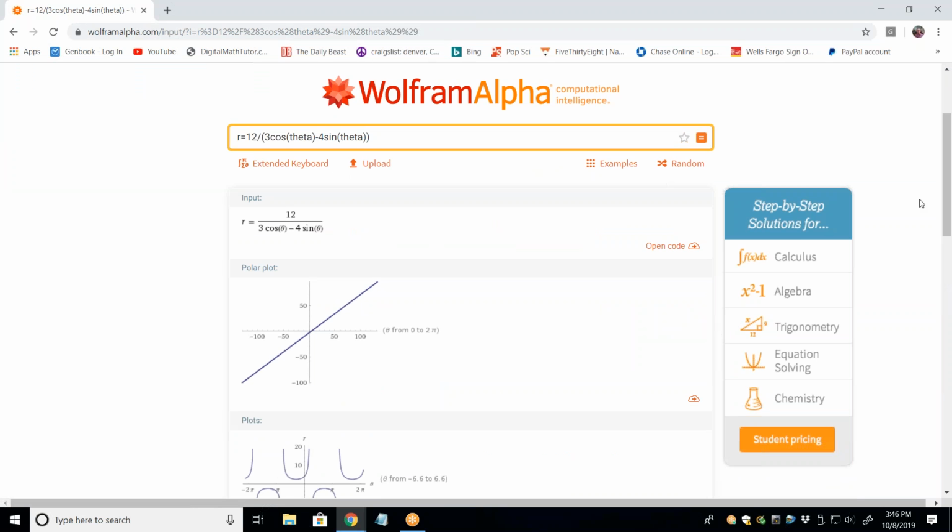Notice what that is. Almost there. Yeah, the very first thing it gave me was the polar plot, which is a straight line. Okay. Which is correct. And it agrees with what I was graphing. I just didn't realize I was looking at a straight line.